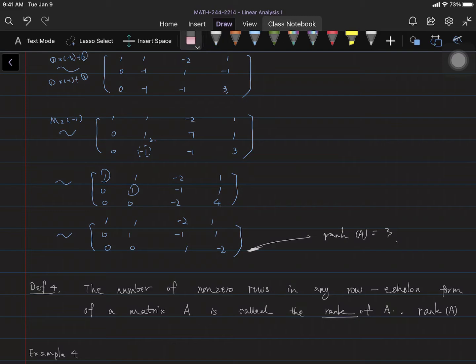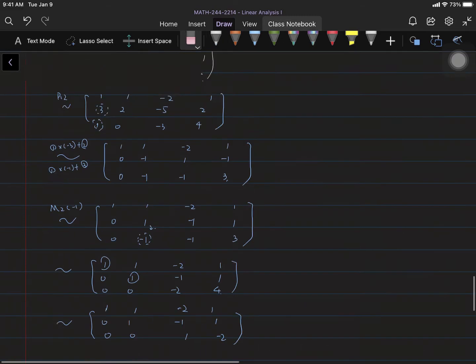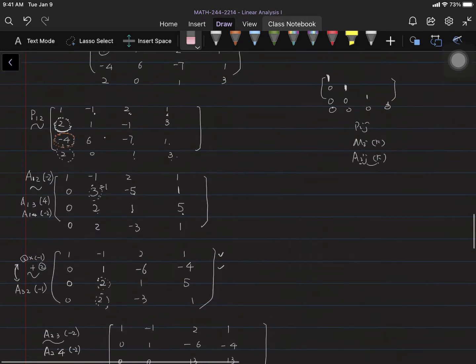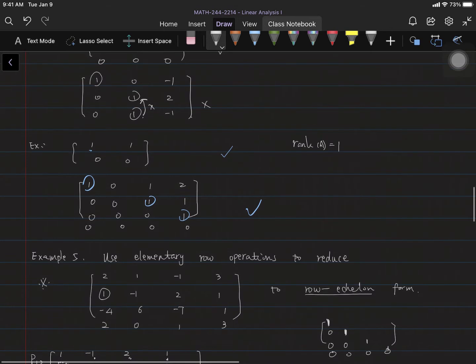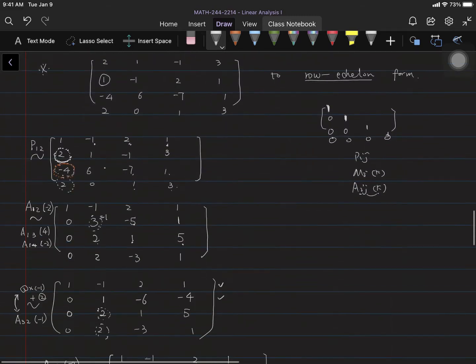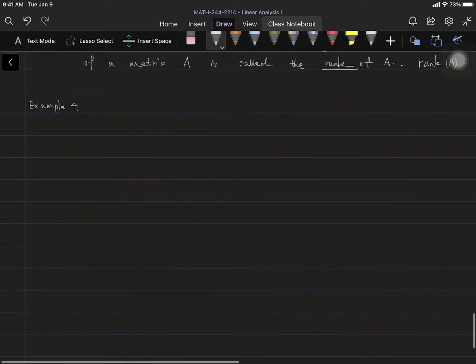Right? Rank is 3. Now let's take a look at some other row echelon forms. We have several problems here. Let's see the exercise 1 problem. The rank is 1, because there is only 1 non-zero row. And for the second problem, we have 3 non-zero rows. So rank of A is 3. Just something like that.